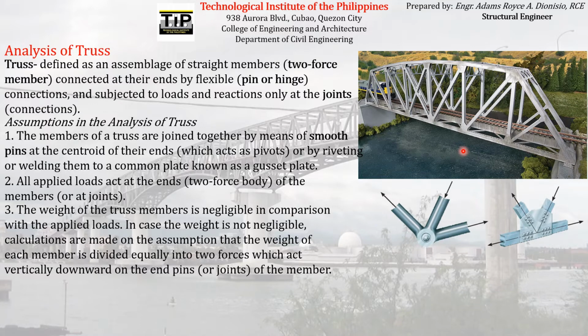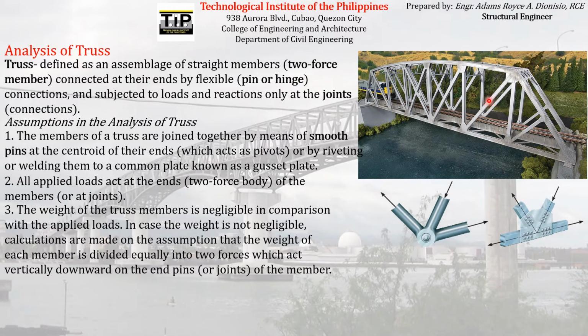Pero, if time will come na yung weight ng member is significant na in comparison dun sa load na dinadala ng truss. If that is now the case, at kailangan na nating isama sa analysis yung weight ng truss, ang assumption natin base dito sa number 3, yung weight na yon ng member will be equally divided dito sa dalawang end niya, sa dalawang dulo-dulo niya.